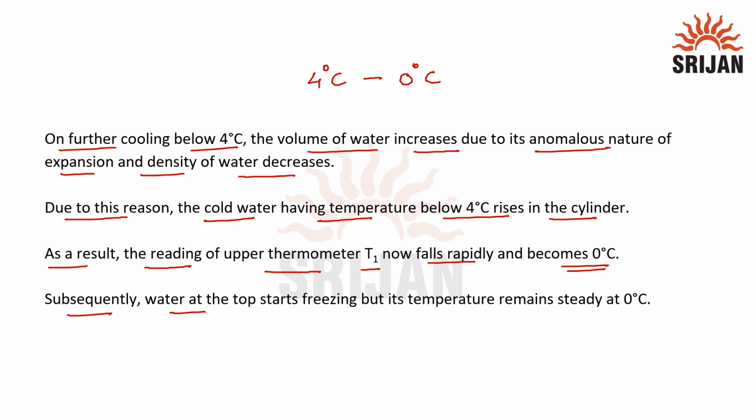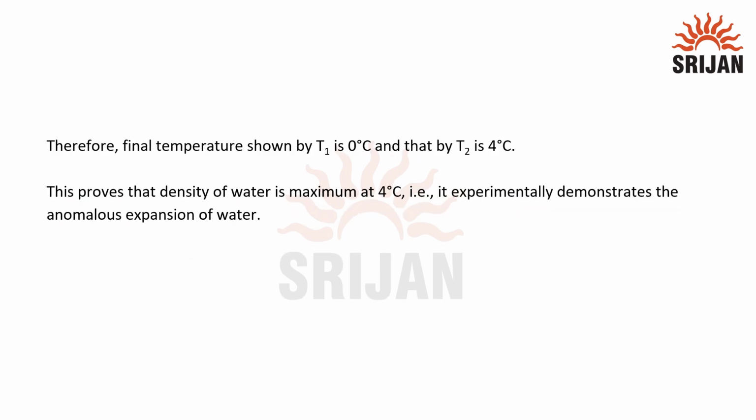Subsequently, water at the top starts freezing, but its temperature remains steady at 0 degrees Celsius. Therefore, the final temperature shown by T1 is 0 degrees Celsius and that by T2 is 4 degrees Celsius. This proves that the density of water is maximum at 4 degrees Celsius, that is, it experimentally demonstrates the anomalous expansion of water. I hope this topic is clear to you. Thank you.